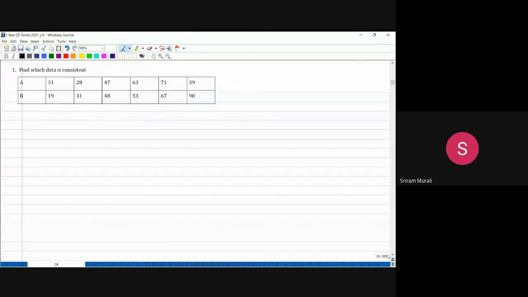This is the next problem, an important 5 mark question. Very important 5 mark question. They will give you two data sets and ask you to check the consistency between the data. Whenever you check the consistency of the data, use the coefficient of variation. So CV for A as well as B.